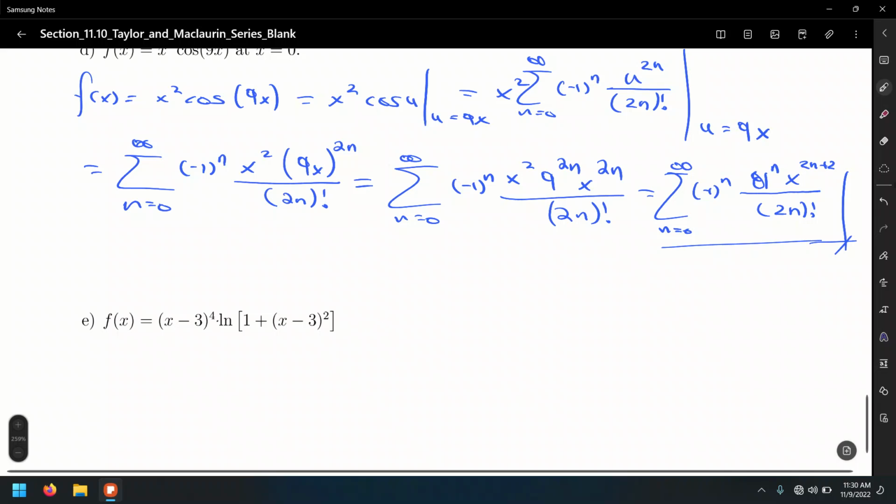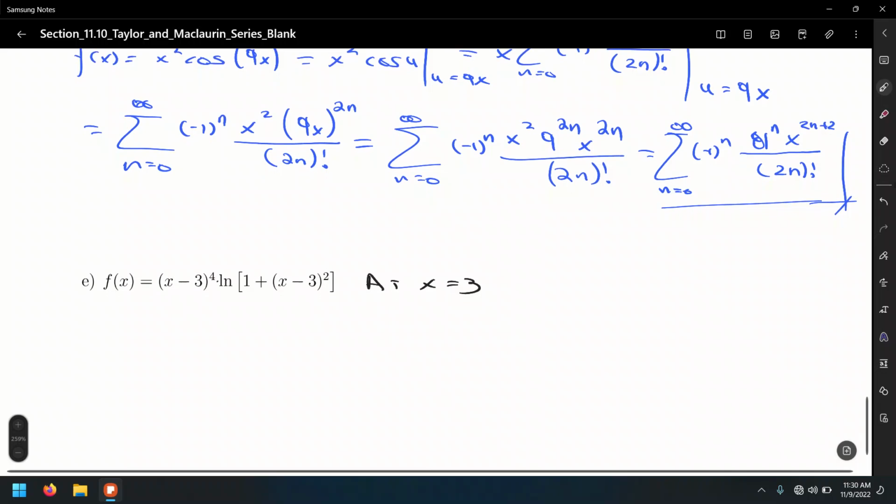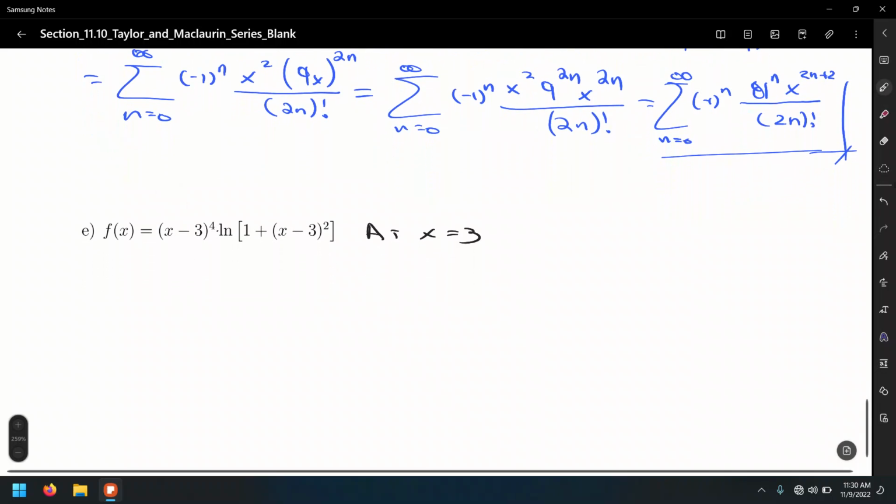And by the way, something I forgot to mention here, at x equals 3. This is just to match our shifting. If it were a different value, you don't want to do this for a different value. So let's write down the function first. F of x is x minus 3 to the 4th times ln of 1 plus x minus 3 squared.